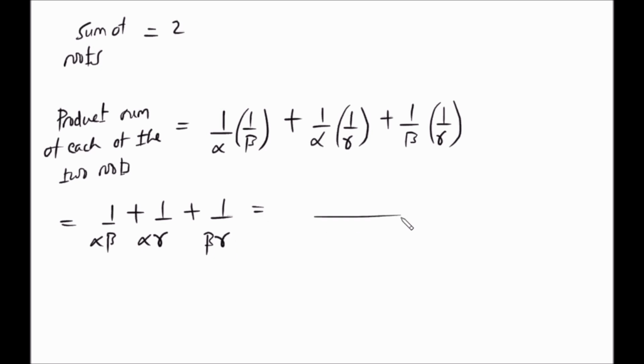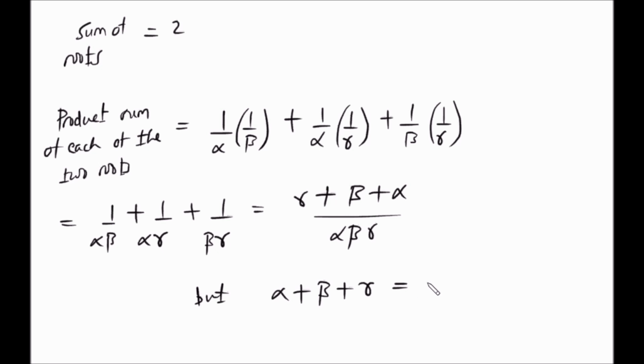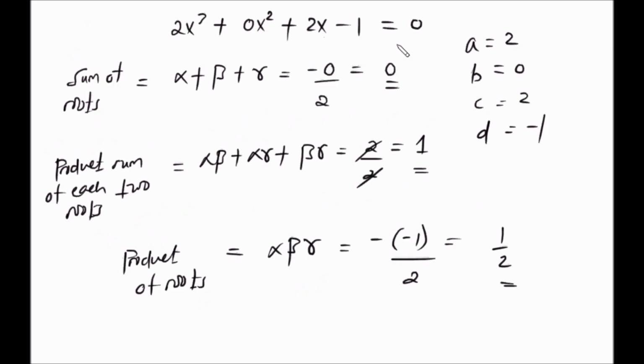So ukijumlisha hizo tatu hapa chini natafuta LCM ambayo itakuwa ni alpha beta gamma. So alpha beta gamma divided by alpha beta nitabaki na gamma. Alpha beta gamma divided by alpha gamma nitabaki na beta. Alafu hapa mwisho nitabaki na nini? Na alpha. But huyu alpha plus beta plus gamma tulisema sawa na nini? Tulisema sawa na 0. You can remember mwanzo kabisa. Here tulisema sawa na 0.